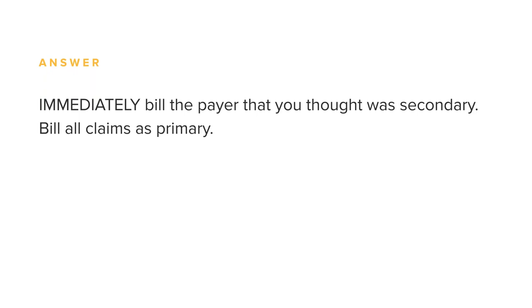Then you wait for the other payer, the payer that you originally thought was secondary, to respond. If the other payer pays, great. Then refund the original first plan to pay, and then rebill them as secondary with that secondary indicator on it. And then they shouldn't deny for timely filing, because the date on the remittance from the actual primary payer, the one who just paid you, is going to be recent. So it's not a timely filing issue, because it's based on the date of the primary payer's adjudication, not the date of service. So that's the best case scenario.